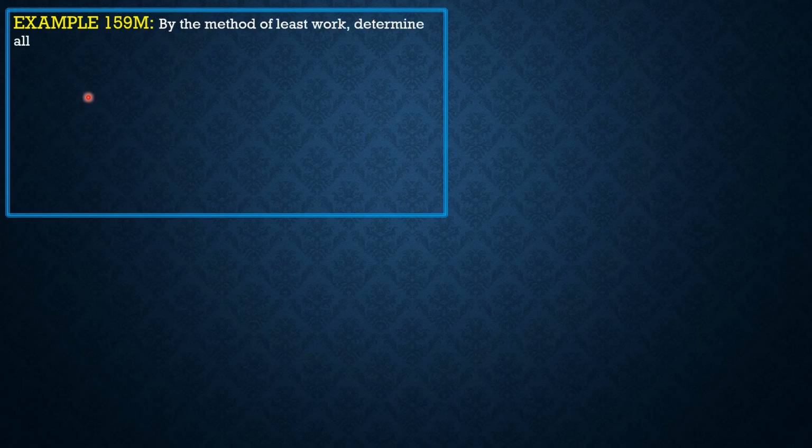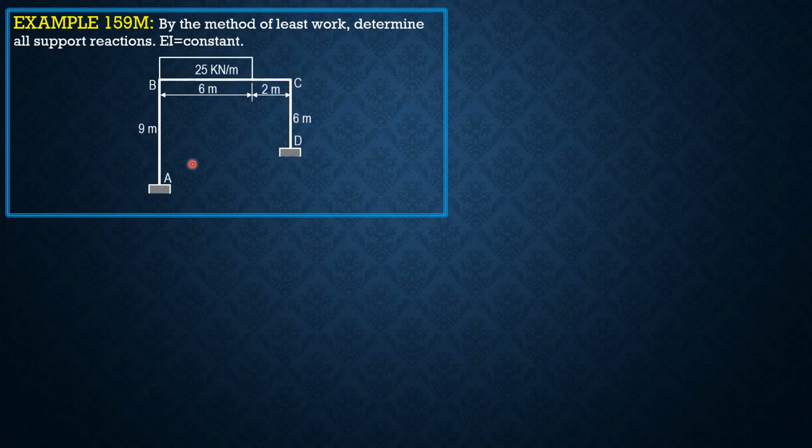By the method of least work, determine all support reactions. EI is constant. So here is another problem. EI is constant for this case. For simplicity, we will have a bit more complicated problem later on. So let's denote the redundant forces at A as the following and the directions.